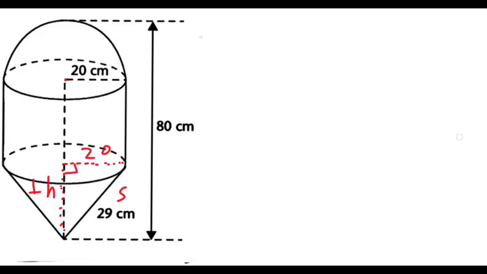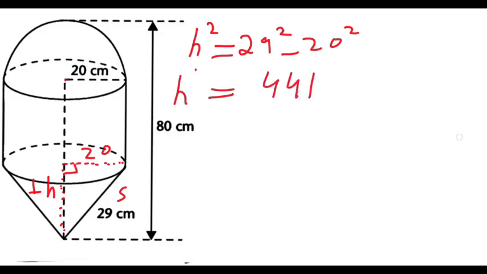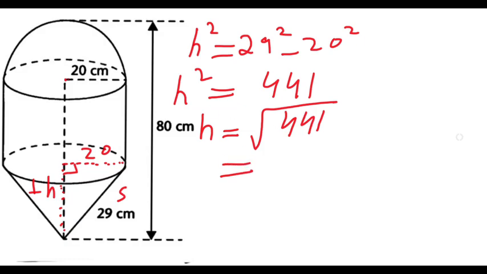I'm going to find it now. So h squared is the longer side squared minus the shorter side squared, because 29 is the hypotenuse, facing the 90 degree angle, so 29 squared minus 20 squared. My answer will be 441. Now I need to find h. The square root of 441. The square number, when I switch over to this side, becomes a square root. So my answer will be 21 centimeters. This is the perpendicular height. This one we need for the volume of the cone.